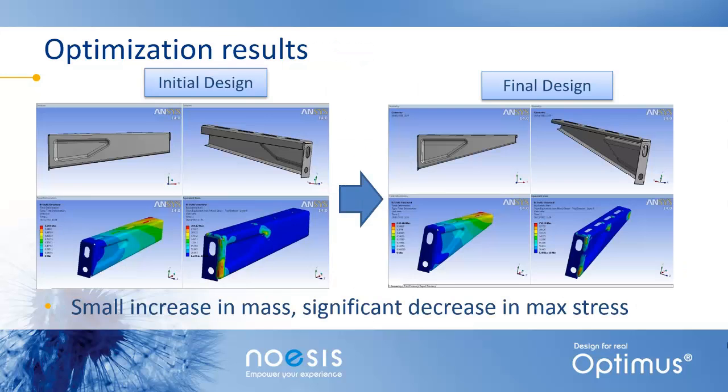And here are the results of the geometry itself. On the left image you can see the baseline or the initial design, and on the right image you have the final design. With a very small increase in mass, we were able to significantly decrease the maximum stress.